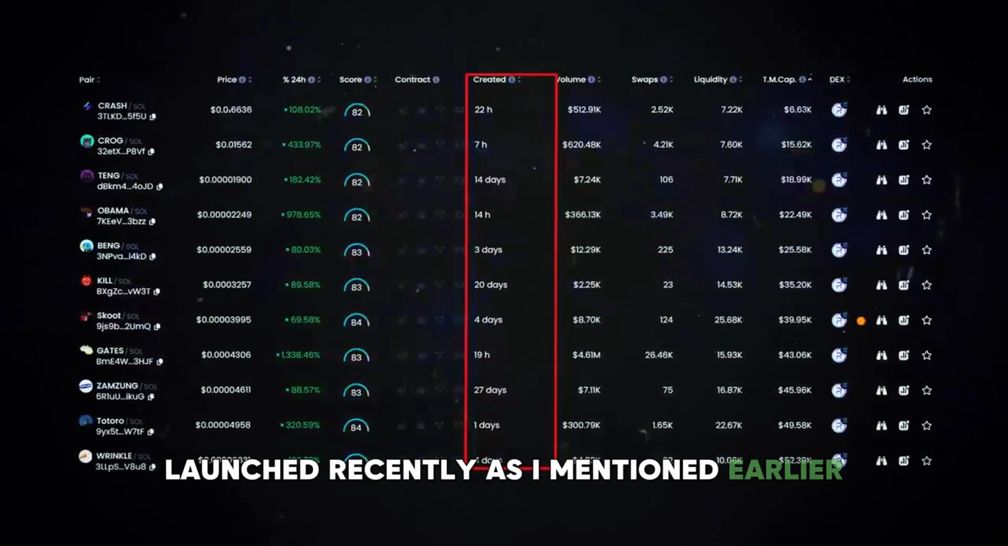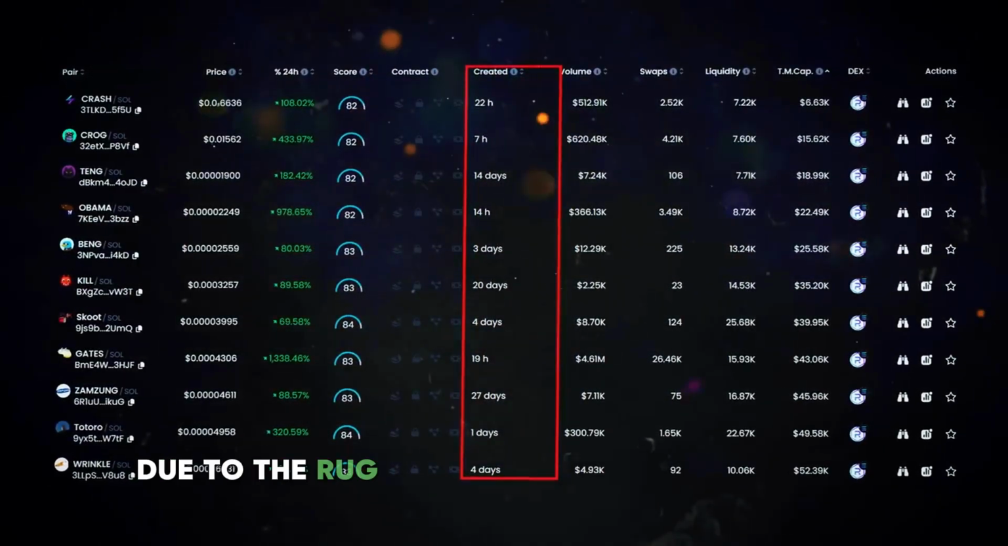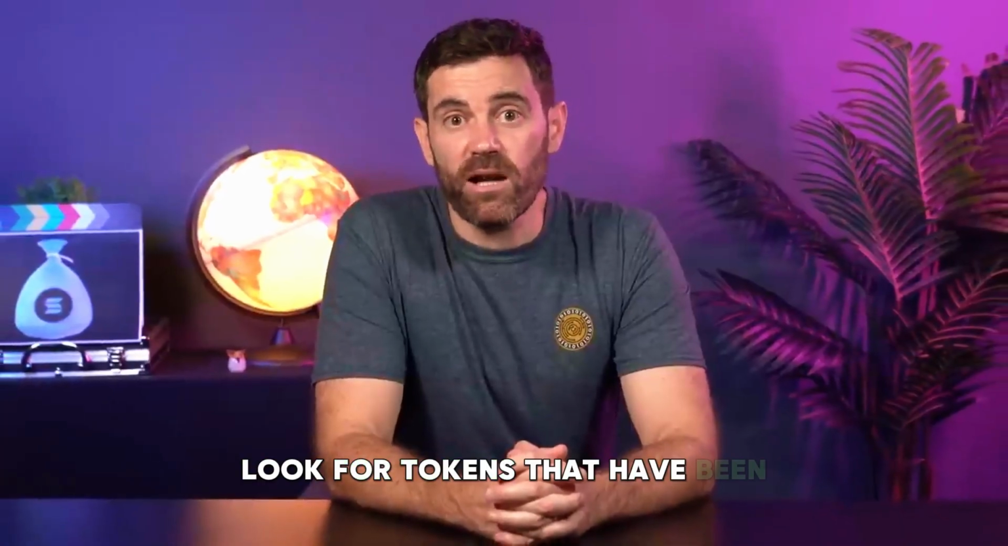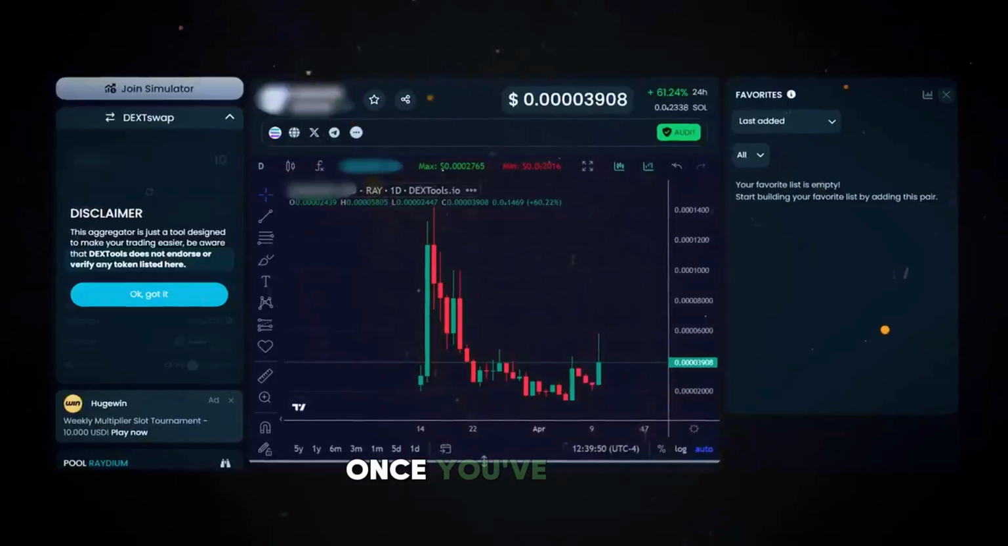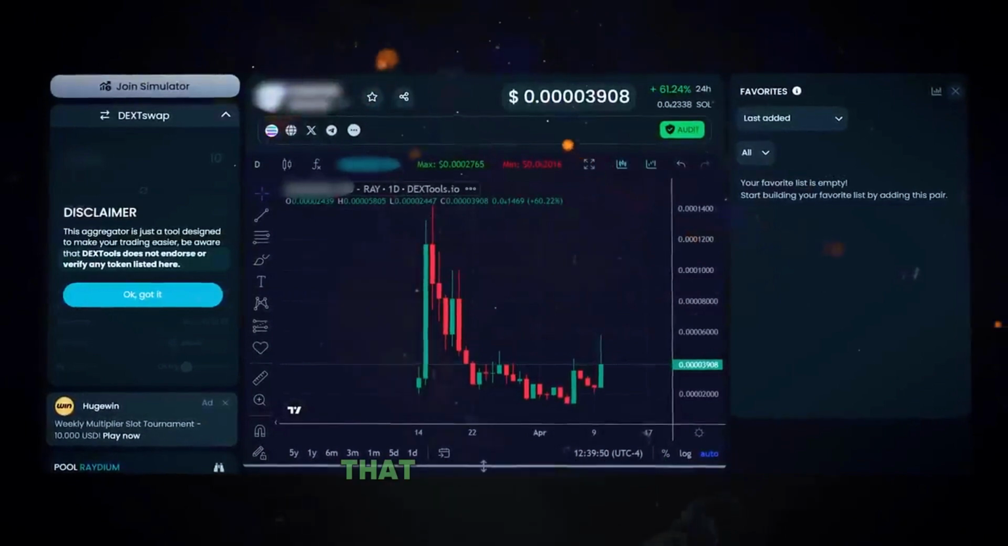As I mentioned earlier, it's unwise to enter a brand new crypto due to the rug pull and pump and dump risks. Instead, look for tokens that have been around for a few weeks or ideally a few months. Now, once you've picked, click on the token. It should take you to a page that looks like this.